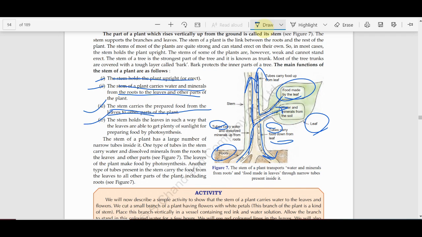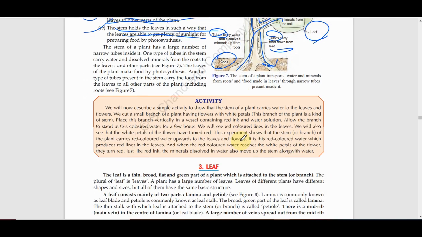And the fourth function, you will see the stems hold the leaves in such a way that leaves are able to get plenty of sunlight. As we know that stems grow up, they provide a large area to the leaves. After that, they get the proper amount of sunlight. They help in making food substance by photosynthesis. If they get the proper amount of sunlight, they will make more food. So it helps in preparing food to get plenty of sunlight. So this is the major function of the stems. I think you got the meaning of it.